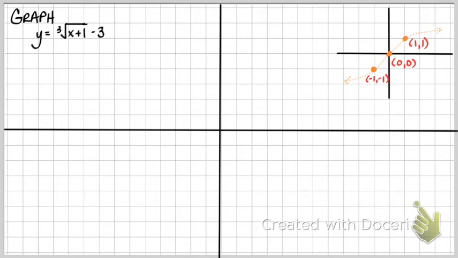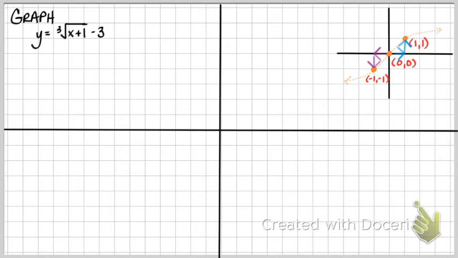If we went out further, the next nice value on the right would be the point (8, 2). Out further on the left, (-8, -2). It's more than we need to keep track of as long as we keep this generic shape in mind. Again, spacing is important.